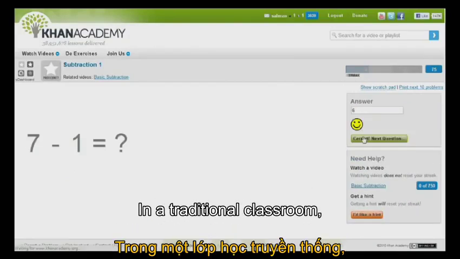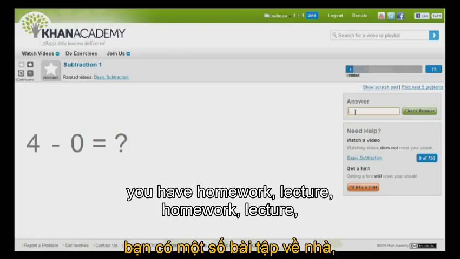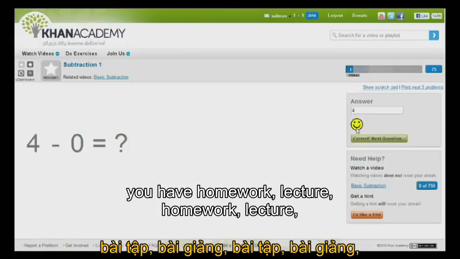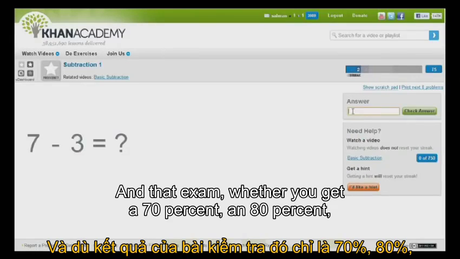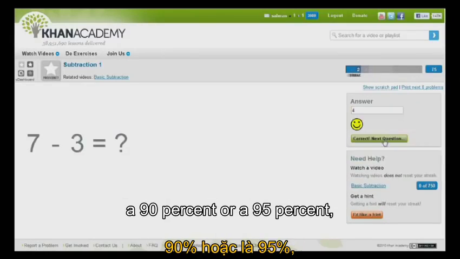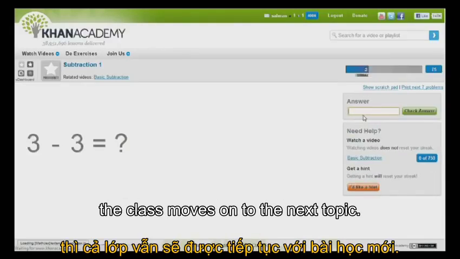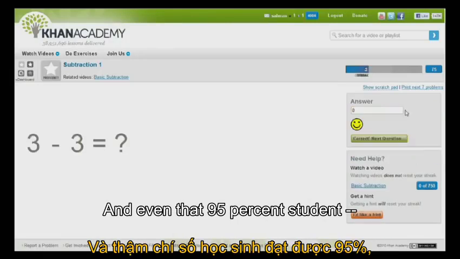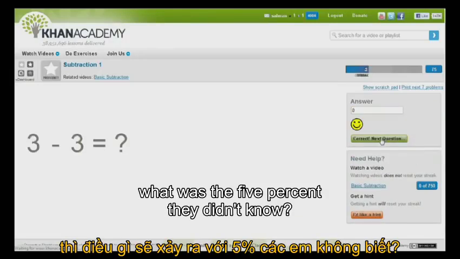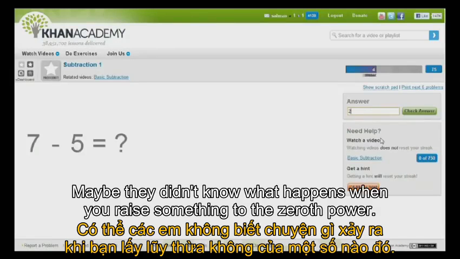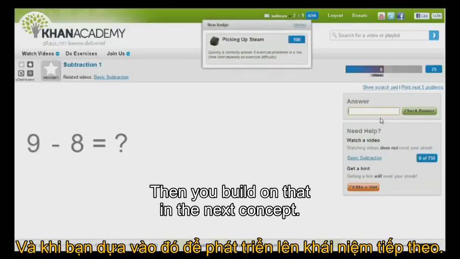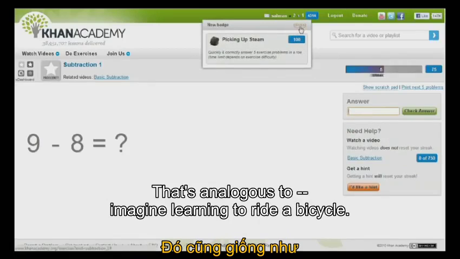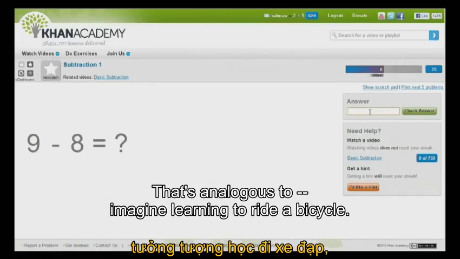In a traditional classroom, you have a couple of homework lecture, and then you have a snapshot exam. And on that exam, whether you get a 70%, an 80%, a 90%, or a 95%, the class moves on to the next topic. And even that 95% student, what was the 5% they didn't know? Maybe they didn't know what happens when you raise something to the 0th power. And then you go build on that in the next concept. That's analogous to, imagine learning to ride a bicycle.